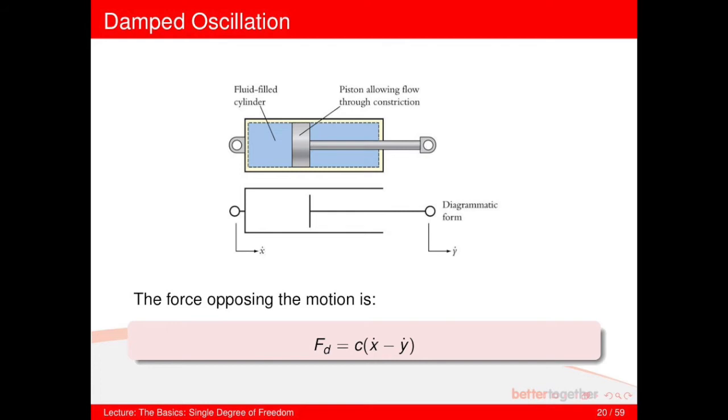Damping. Well, what's damping? Damping is basically a resistance to motion. And that resistance, we're just going to be talking about viscous damping, which is a resistance to motion that is proportional to the velocity of that motion. If the system is not moving, there's no damping force.